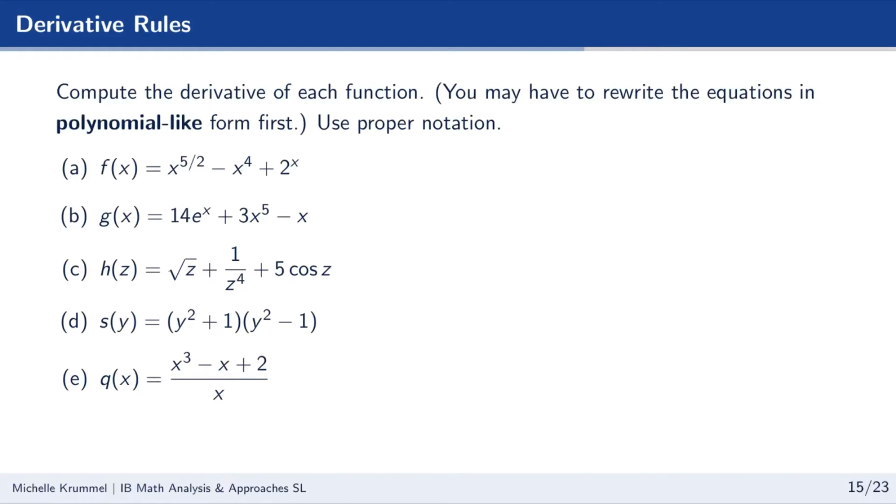We can take the derivative of x to the power 5 halves using the power rule. So f prime of x equals 5 over 2 times x, then we subtract 1, so we're subtracting 2 over 2, which gives us x to the power 3 over 2. That's the derivative of the first term, minus the derivative of the next term. The derivative of x to the fourth is 4x cubed, plus the derivative of 2 to the power x. Here we're using the exponential rule. So plus 2 to the x times the natural log of 2. And that will be our final answer.